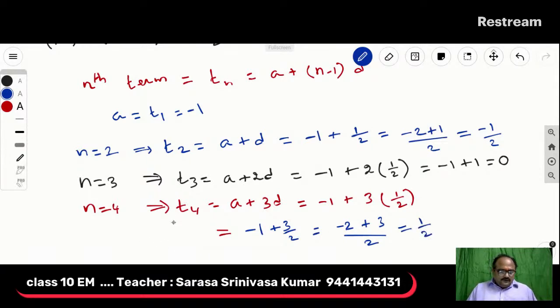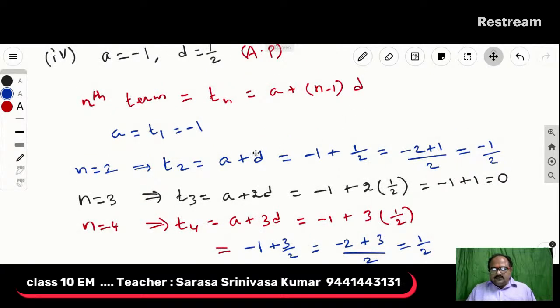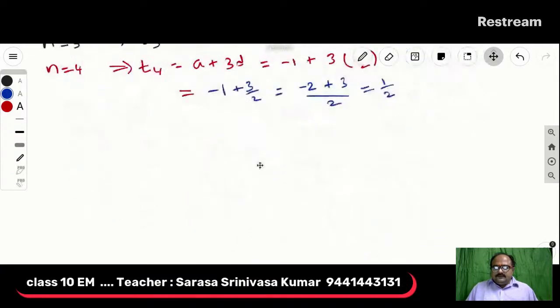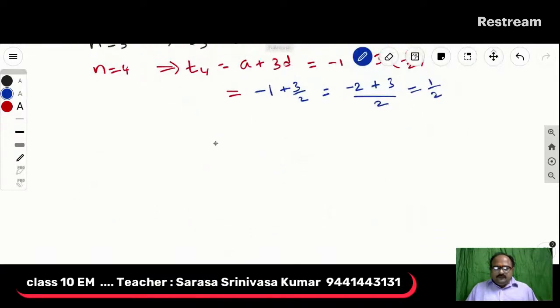So this is how we find T1, T2, T3, T4 using the formula for the nth term in arithmetic progression, which is Tn equal to A plus (n minus 1) D. So while solving a problem, we should write the formula. For the formula also, there will be marks.